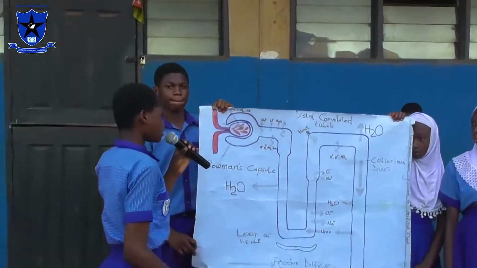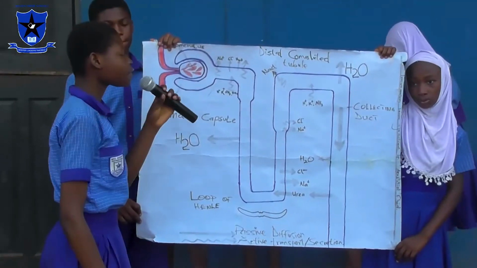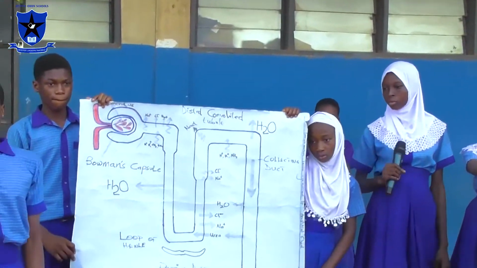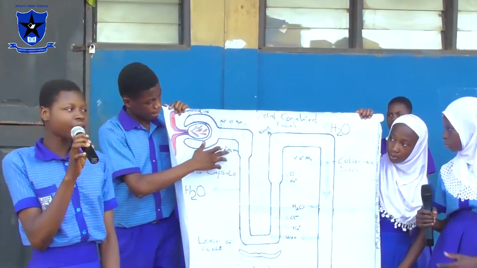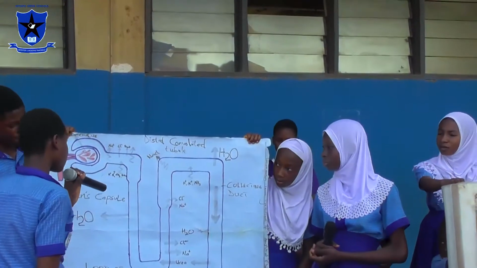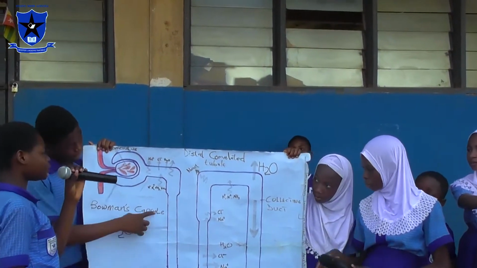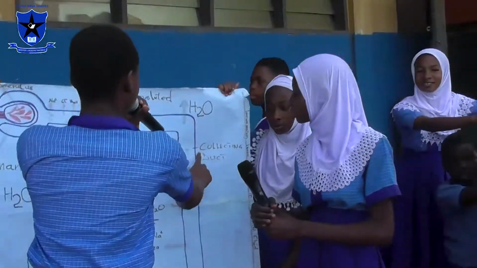As you can see, this is the proximal convoluted tubule, and there are some substances entering the proximal convoluted tubule. These substances are hydrogen ion, potassium ion, ammonia, and urea. As you go downward, you can see the loop of Henle in a U shape. This is the collecting duct.